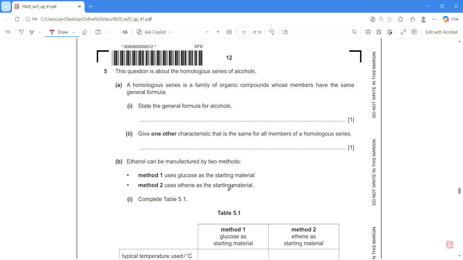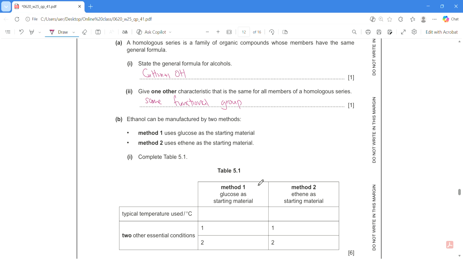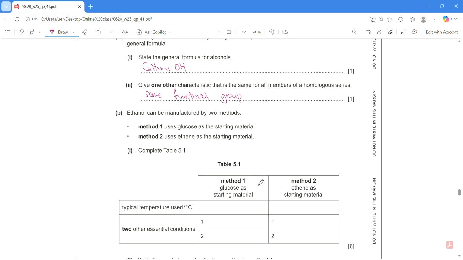Question number 5. Oh, organic chem, so easy. So general formula of alcohol. It's just CnH2n+1OH. Okay, so easy. Characteristics same for all formula series. Oh my god. Same functional group. Chemistry is so easy, guys. How to not get A star for this subject? Mamma mia. Okay, question B.